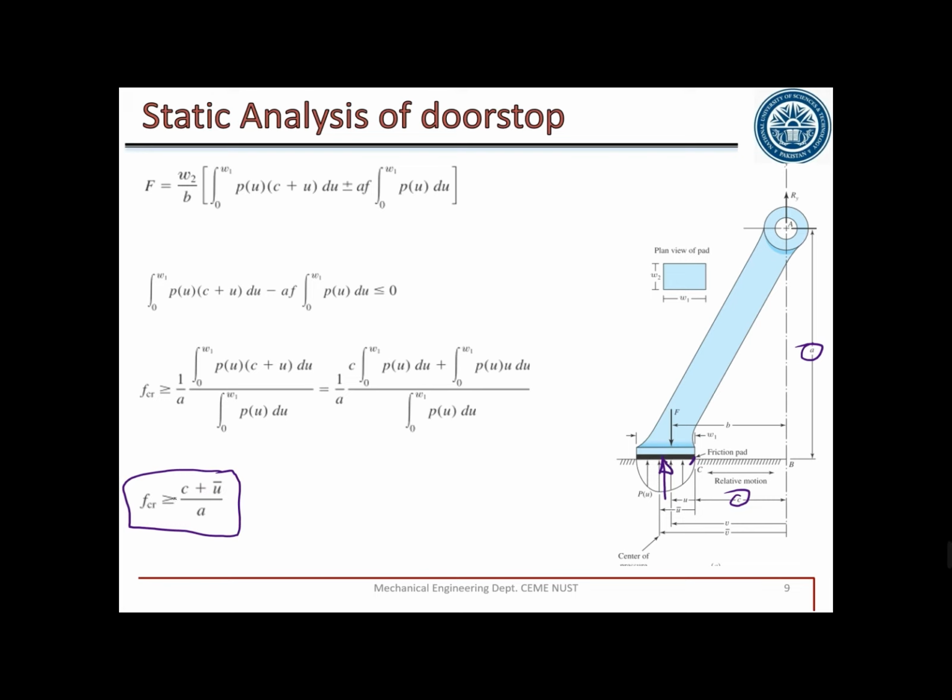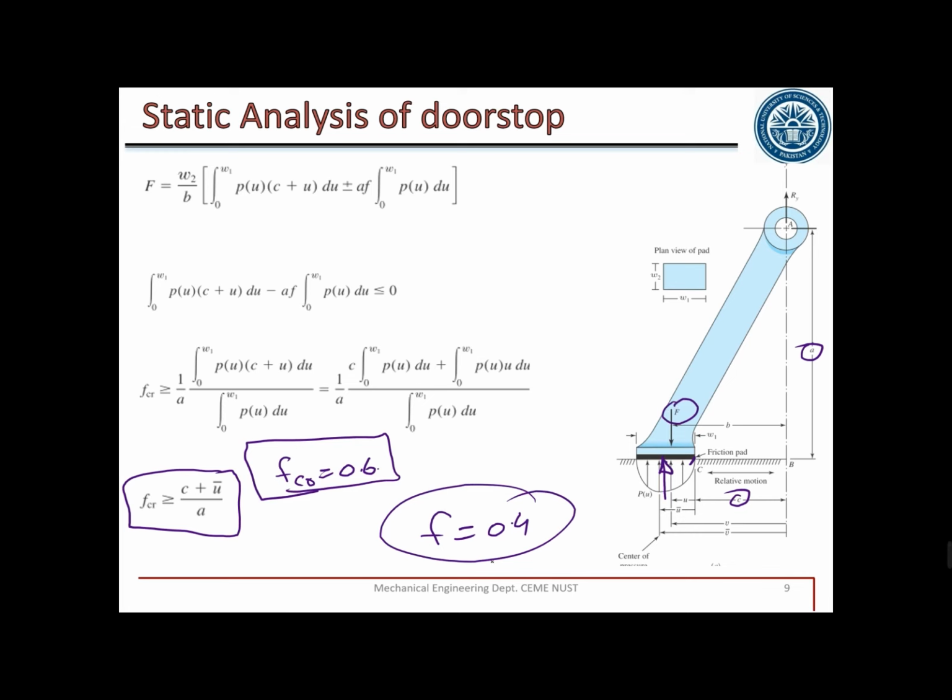So let's say you know all these values and you calculate F critical equal to 0.6. So it only depends on that, and if the door stop that you buy from the market has a value of F equal to 0.4, and F critical is 0.6, it means that you have to apply some external force to stop the door.